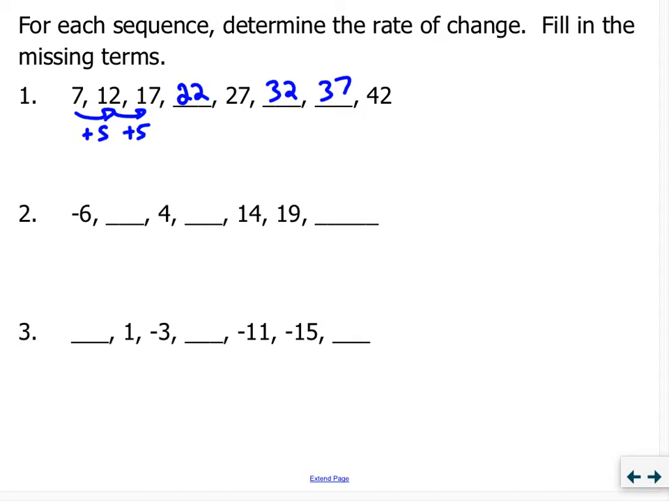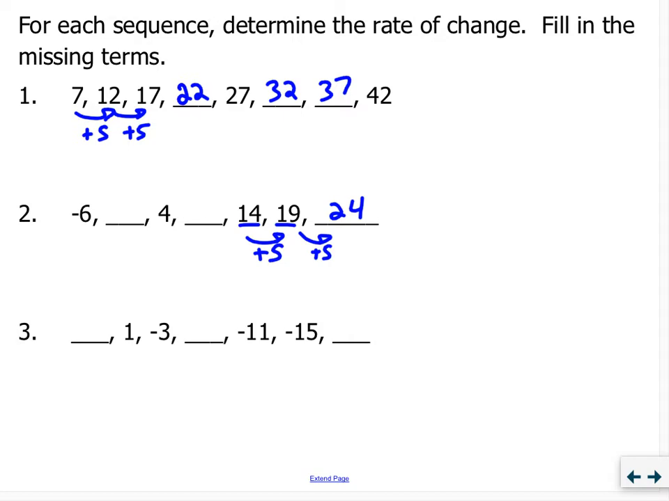So what I notice here is that I know these 2 consecutive terms. I know the 14 and the 19. Well, how do I change from 14 to 19? I add 5. So that's going to help me going forward. 19 plus another 5 is 24. But what do you think we would do to go back?